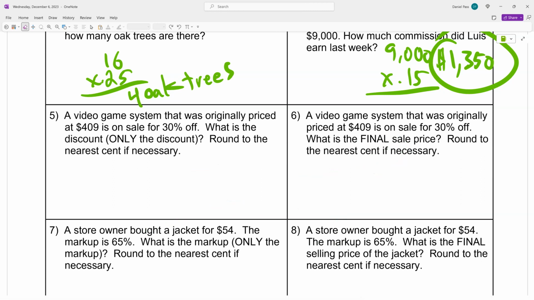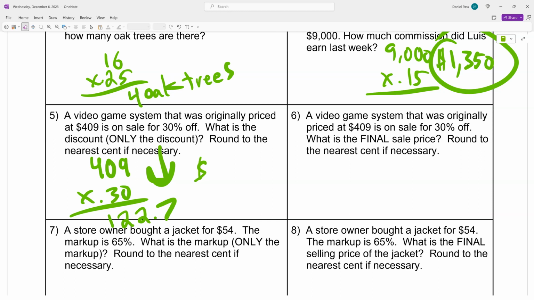All right, so in order to find only that percentage, we do basically the same thing we did earlier, times 0.30. Now the calculator will say 122.7. How many cents is that? 70 cents. Very good. So $122.70. If it's money, you can't write it as 0.7. It has to be 70 cents. Very important. Don't forget that. Now the original price is $409.